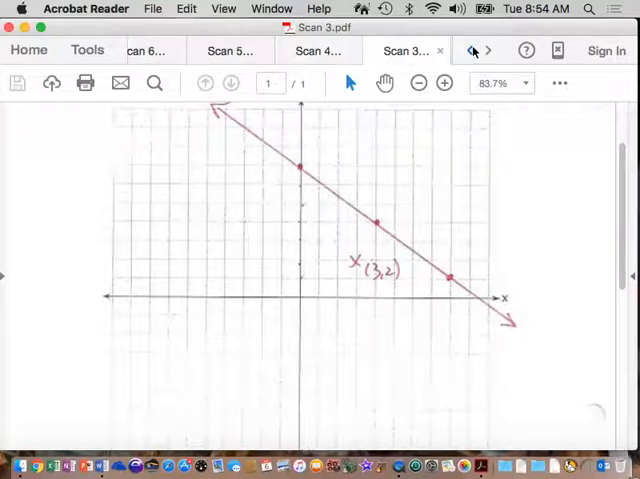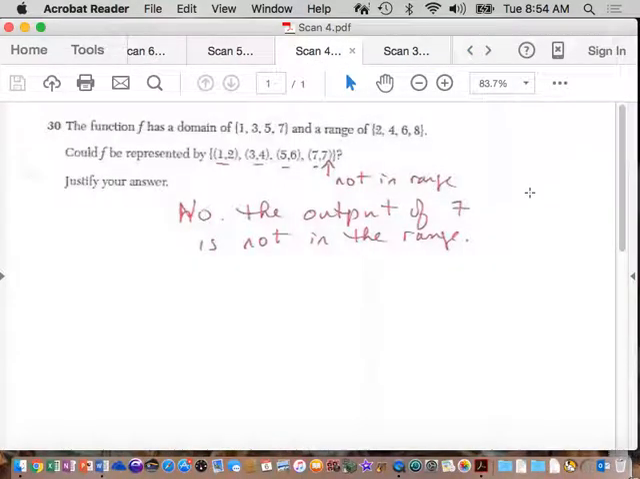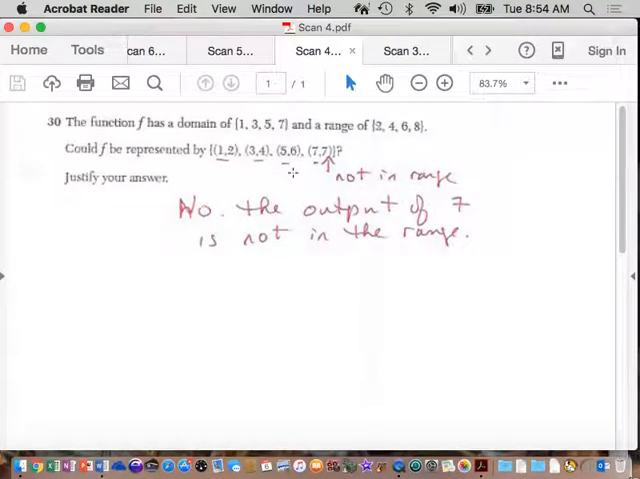All right. Next, could this be a function? Could this represent f? No. Because 7 is not in the range, yet it's used as a range element here.